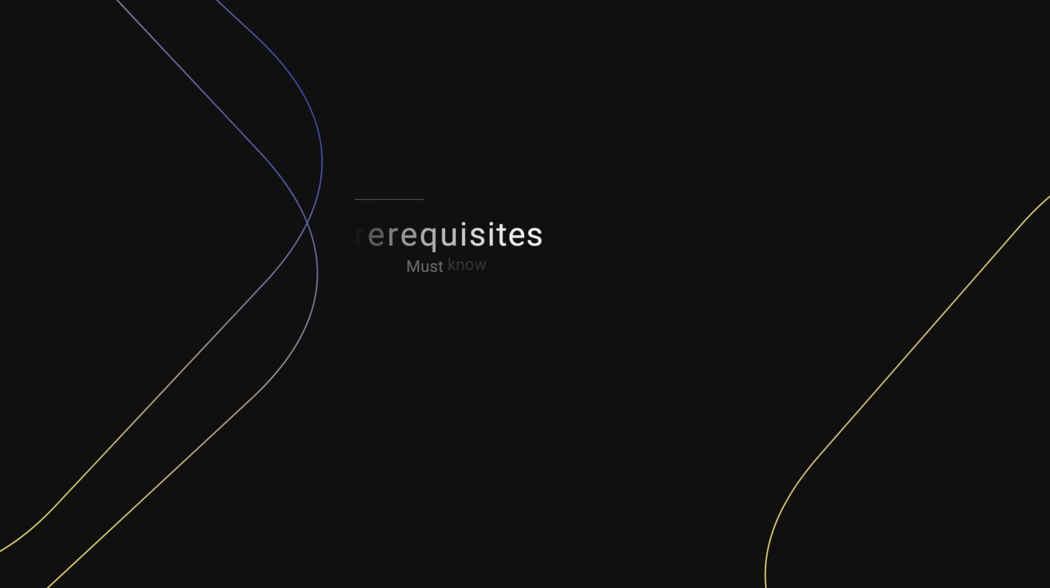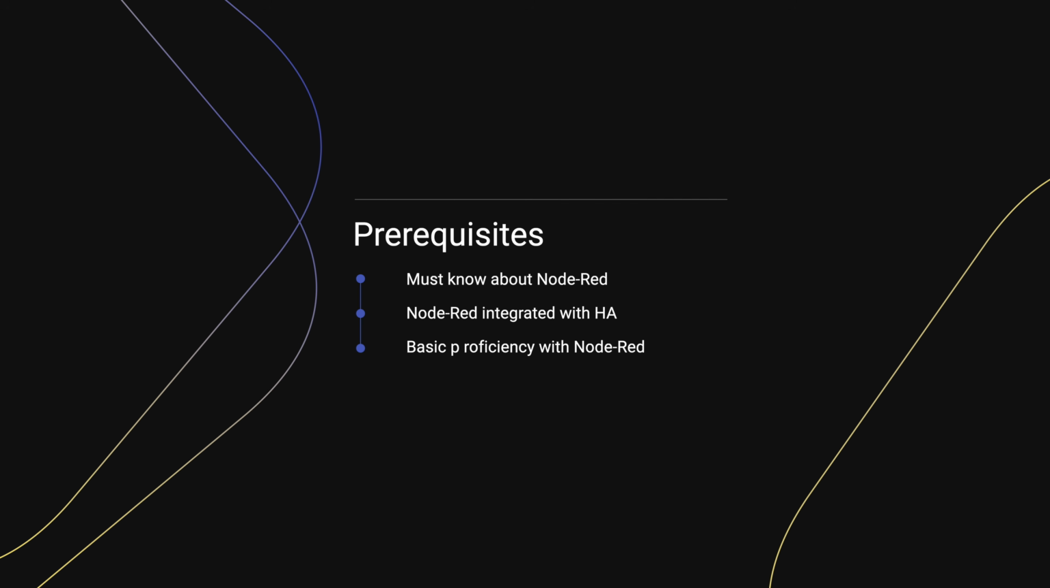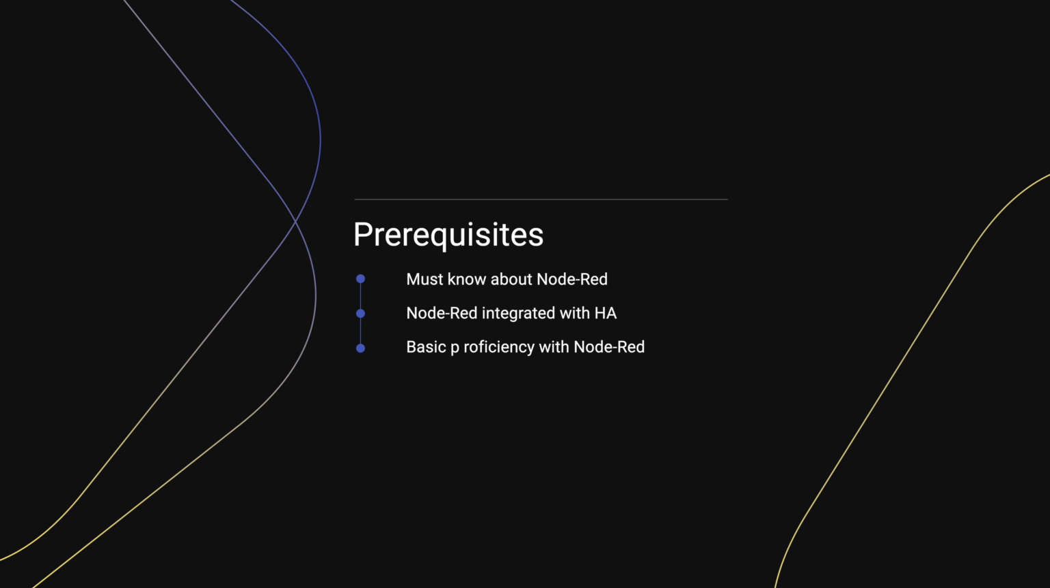So first things first, this video assumes that you: 1. Know about Node-RED, 2. Have Node-RED integrated into Home Assistant, and 3. Have some basic proficiency in how to use Node-RED. Now if you're missing at least one of these above prerequisites, there are links in the description to get you better acquainted with Node-RED, as well as how to install it for Home Assistant.